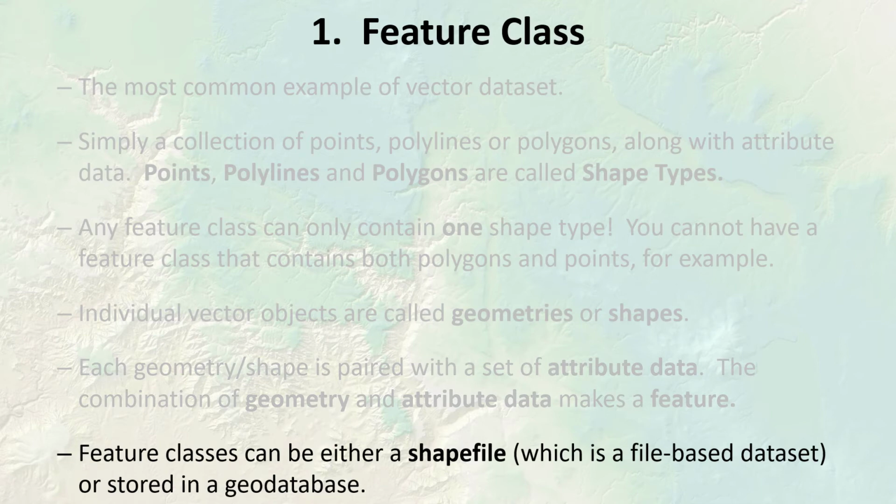Now, feature classes can be stored in a variety of ways. It can be a shapefile, which means it's a file-based data set. It'll be stored in a folder workspace, or you can store them in a geodatabase. In either case, they are still feature classes. So this means that whenever you see a shapefile, it is just a feature class.